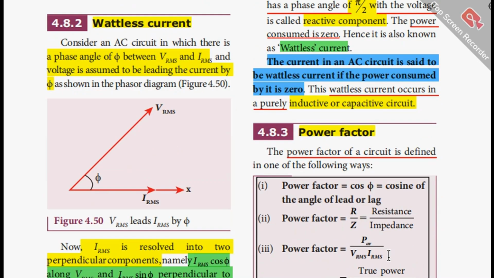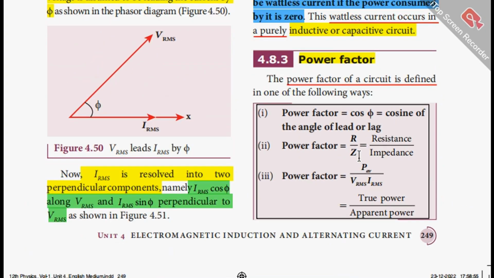Now let us see what is power factor. The power factor of a circuit is defined in one of the following ways. You can see these 3 points. The first one, power factor is given by cos phi, that is cosine of the angle of lead or lag. The power factor is given by R by Z, where R is the resistance and Z is the impedance. And power factor is also obtained by this expression, that is average power by VRMS into IRMS. It is called the true power by the apparent power.